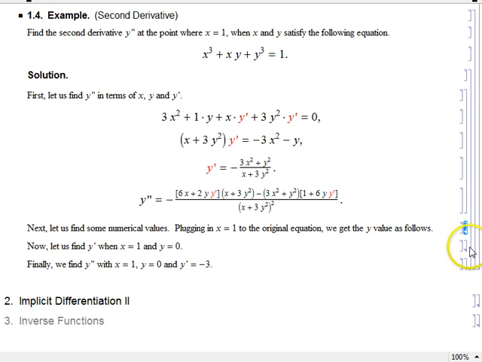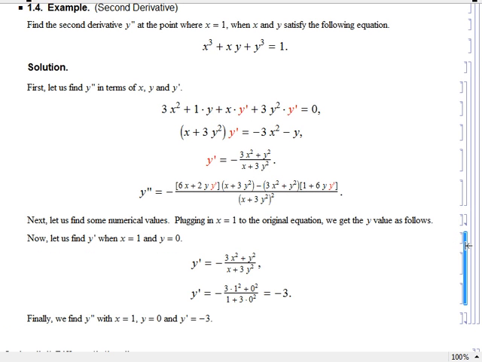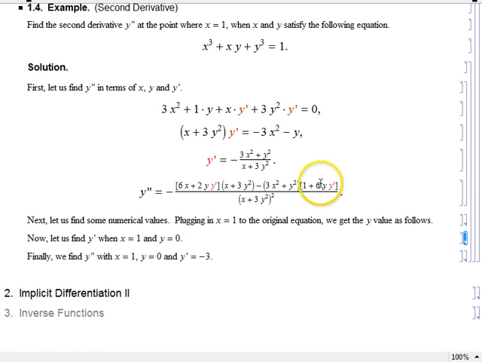So are we ready to plug in both of them into y prime? X equals 1 and y equals 0, and punch in the calculator or something, we get -3. And then x equals 1, y equals 0, y prime equals -3 into this y double prime formula.